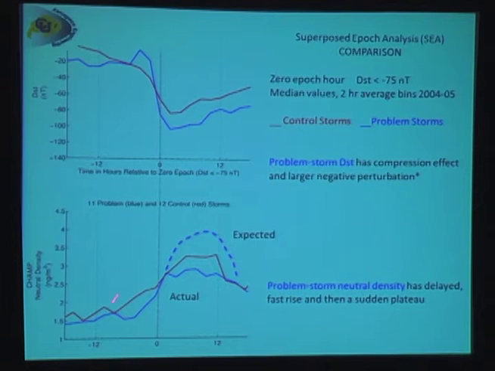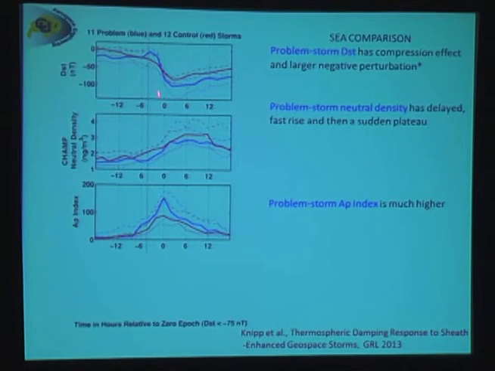There's the expectation, and there's what we actually get when we do a superposed epoch analysis, which is a statistical means of lining up on a key time, when Dst hits minus 75, and essentially putting all of our storms together so that we can tease out the signal and sort of de-emphasize the noise. And I'll show you what the noise looks like here in just a minute. But the problem storms rise rapidly, and then they flatten out. They're just sort of underperformers in terms of neutral density. How can that happen? Here they are again.